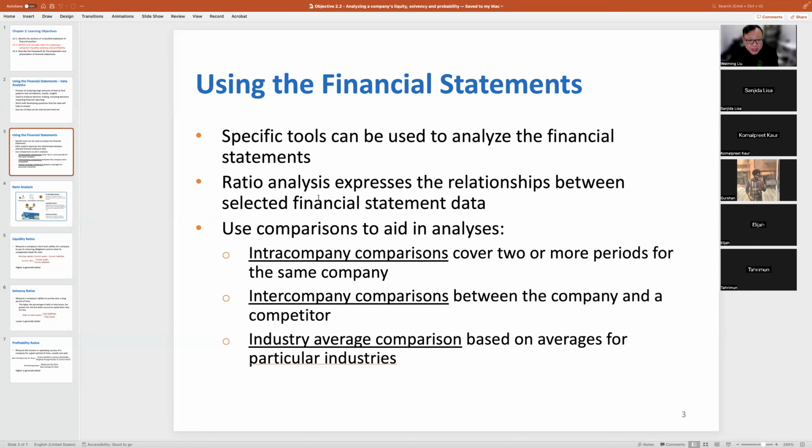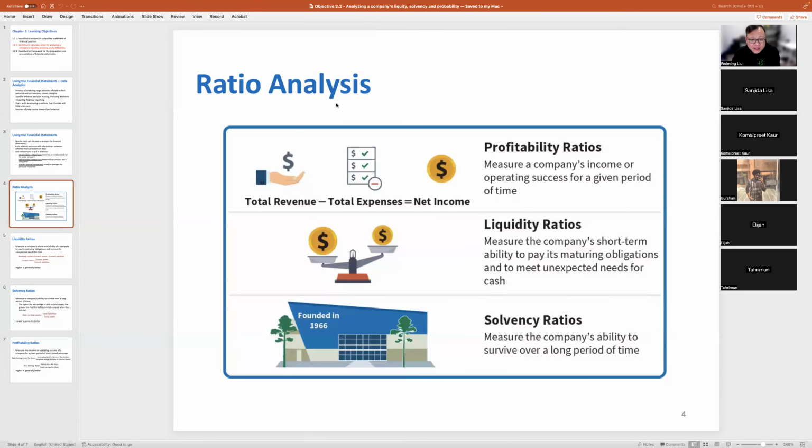So this would be considered ratio analysis, okay? Vertical analysis, horizontal analysis will compare to your competitors or average of industry. So ratio analysis, okay? We talk about the profitability ratios, liquidity ratios, and solvency ratios, okay?